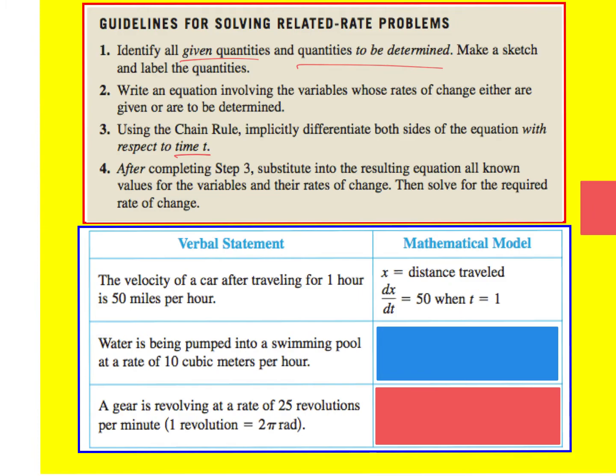All right, the next one. Water is being pumped into a swimming pool at a rate of 10 cubic meters per hour. Well, if I have water in a swimming pool, what is that taking up? Volume. So V is equal to the volume of the water in my pool. But it's being pumped into a swimming pool at a rate. So how do I take a rate of volume?